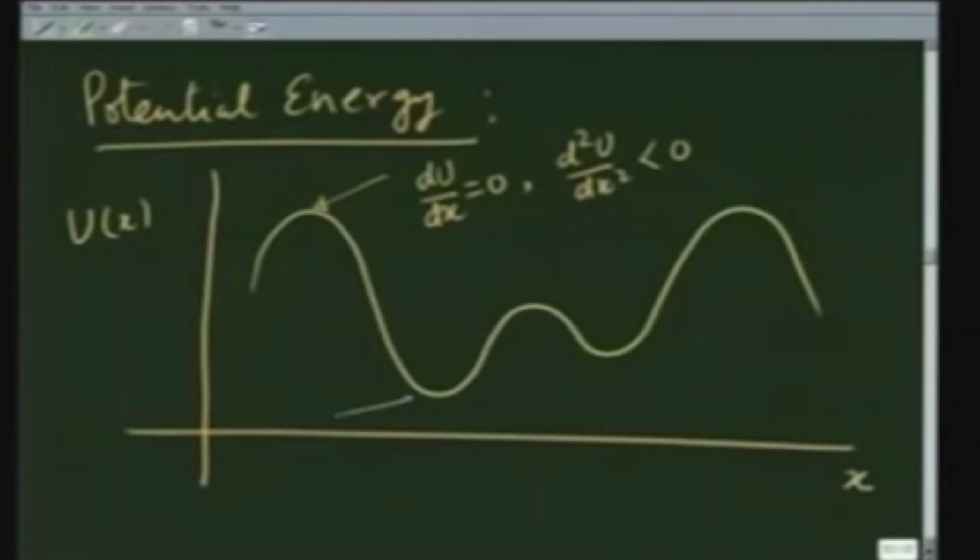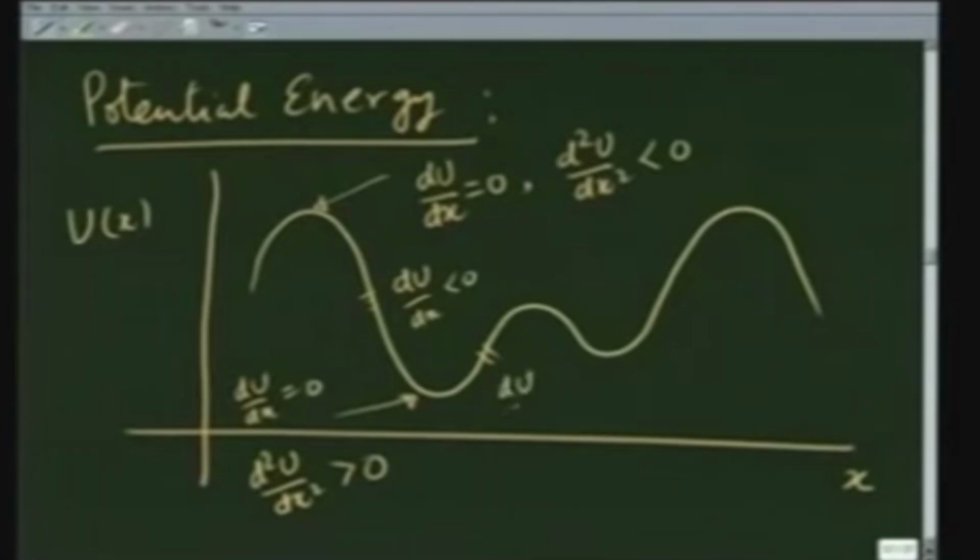There is this point where I have du/dx equal to 0, and this is a minimum, and therefore d²u/dx² is greater than 0. At this place du/dx is less than 0, and at this place du/dx is greater than 0. So let us look at these 4 points and see what I can say about them.